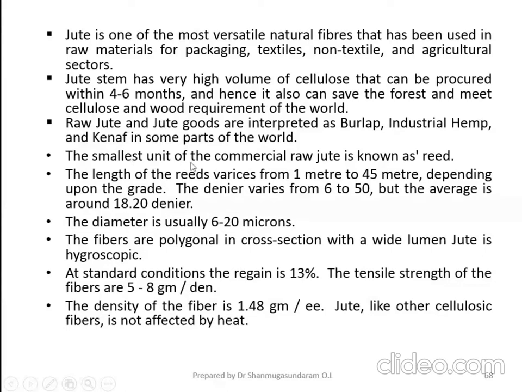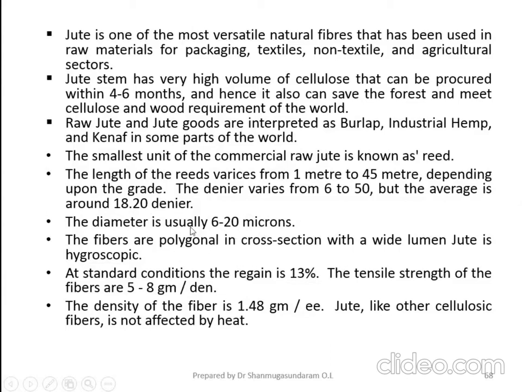The smallest unit of the commercial raw jute is known as reed. The length of the reed varies from 1 meter to 45 meter. It depends upon the grade. So the denier varies from 60 to 50 denier, but the average is around 80 denier. The average denier of your jute fiber is 18. So the diameter of the jute fiber is around 6 to 20 microns.